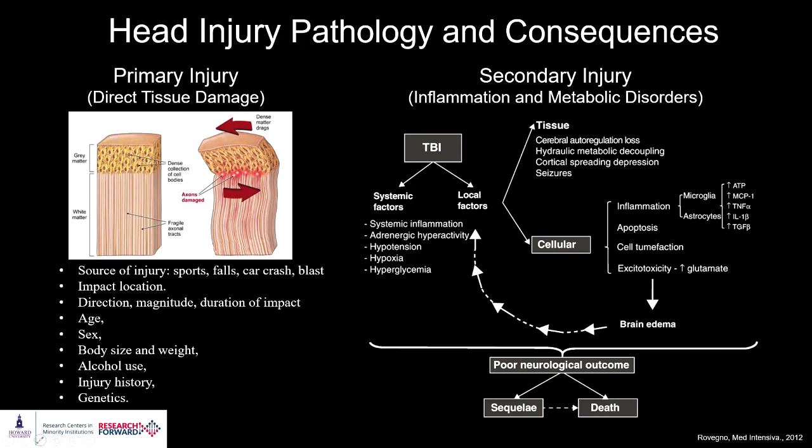TBI causes two phases of head injury, including primary injury from the mechanical impact and the secondary injury that involves the complications of inflammation and the metabolic disorders. A serious pathological event from systemic inflammation, hypotension, energy hyperactivity to hypoxia and hypoglycemia can cause further tissue damage and the widespread metabolic cascades and poor neurological outcomes.